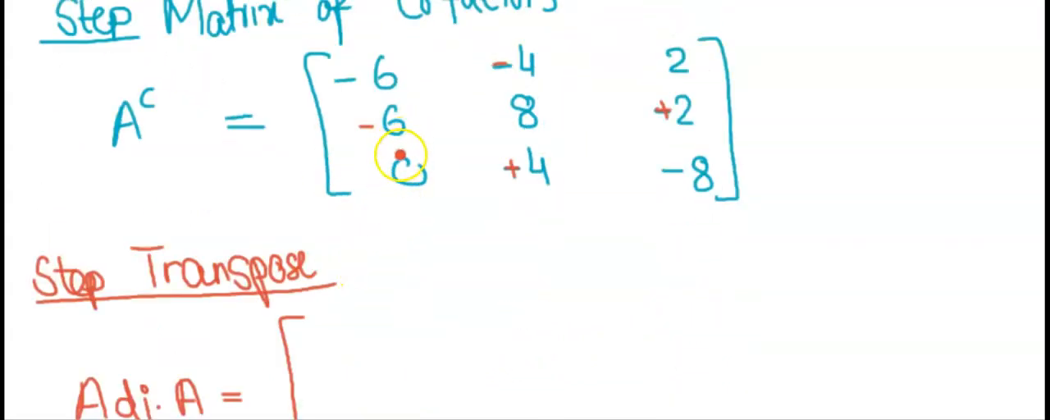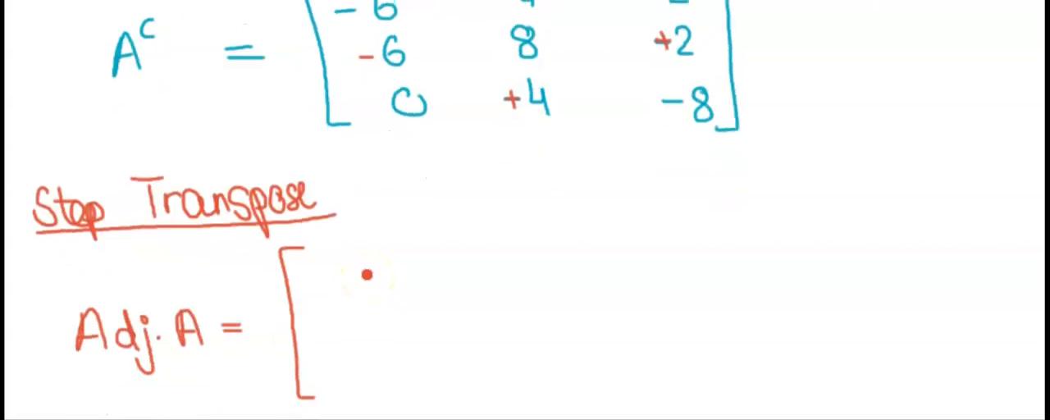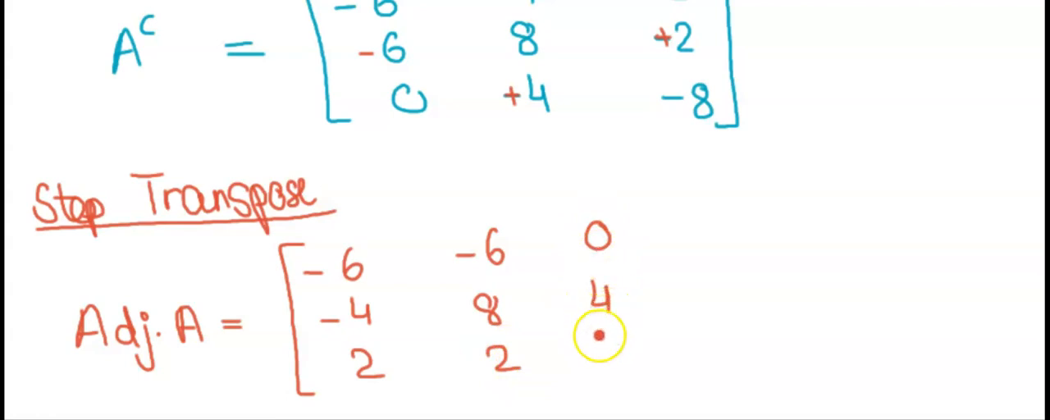Next step is you just transpose this one. So that will be minus 6, minus 4, and 2, minus 6, 8, and 2, 0, positive 4, and negative 8. And this matrix, after transposing, we call the adjugate of A.